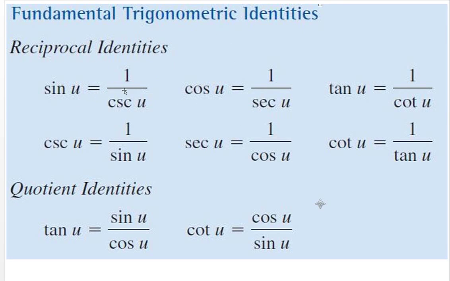Sine is equivalent to 1 over cosecant, which is its reciprocal. Cosine is equal to 1 over secant, which is its reciprocal, and so on. Cosecant is equal to 1 over sine, which is its reciprocal. Okay, and tangent we know is sine over cosine. Cotangent is cosine over sine. So we've been working with these, so I'm sure you're familiar with these.